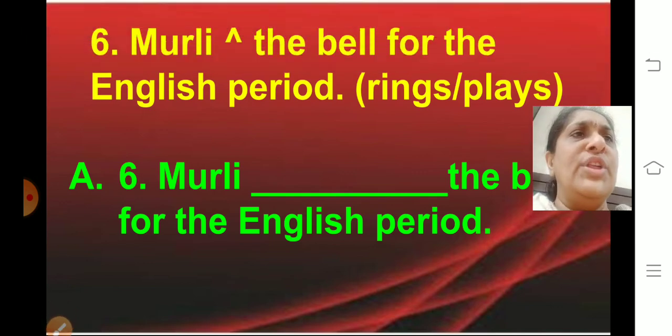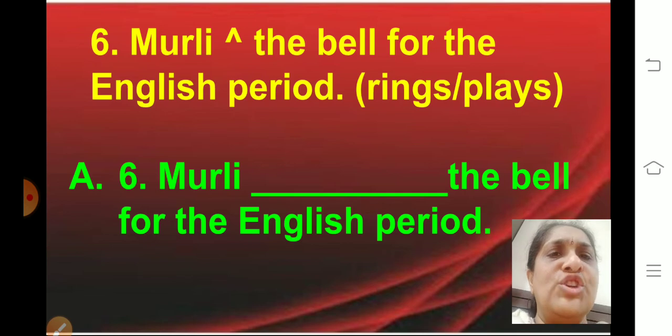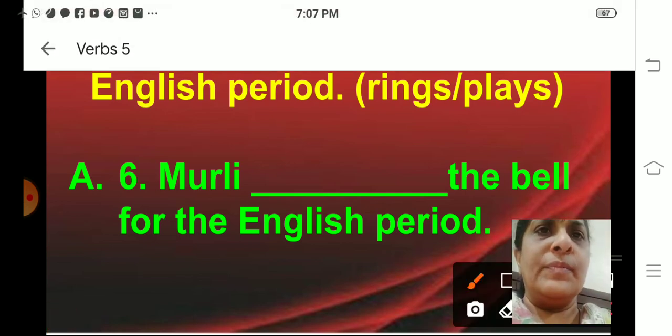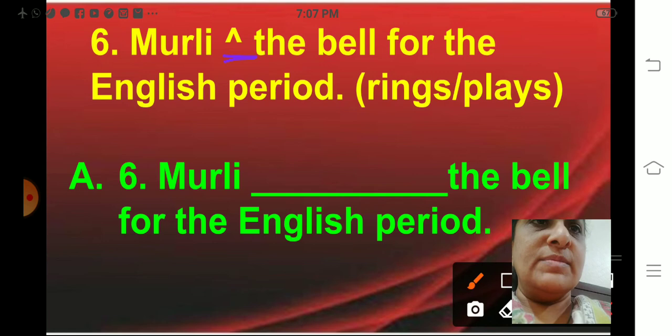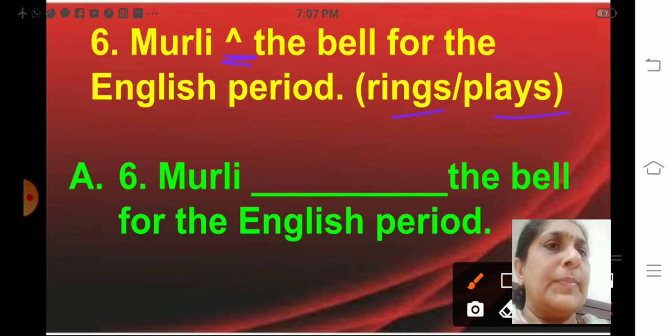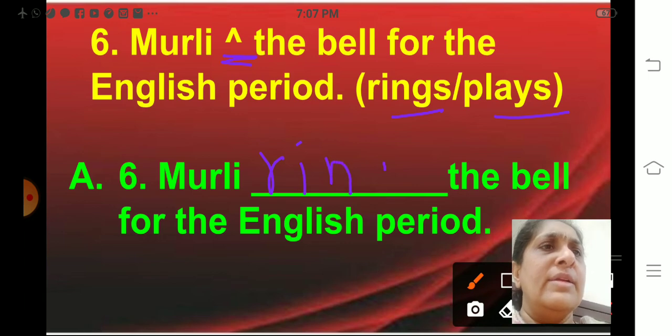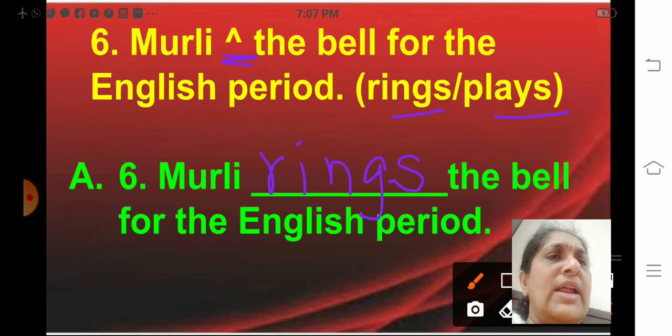Murli dashed the bell for the English period. So, instead of this mark, what will you write? Rings or plays? Yes, Murli rings. R-I-N-G-S. Rings. Murli rings the bell for the English period.